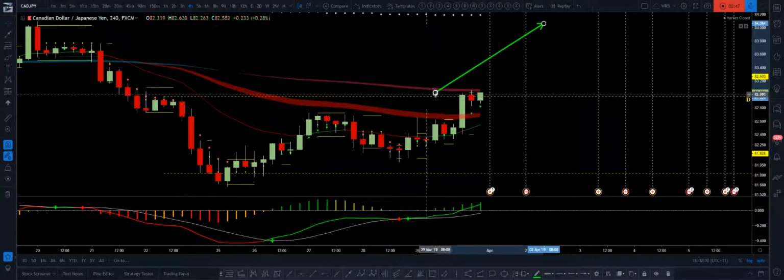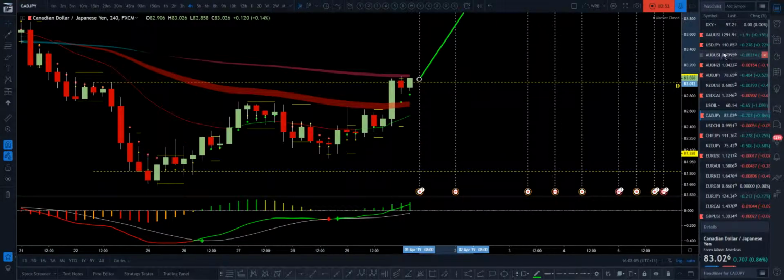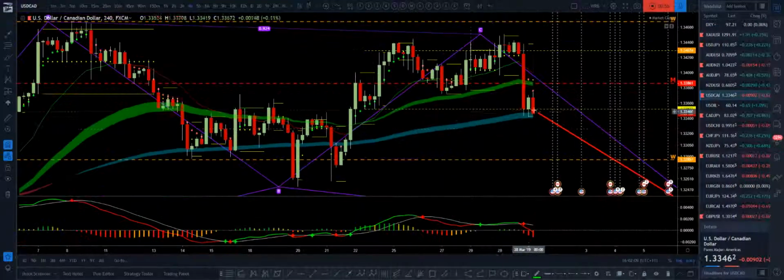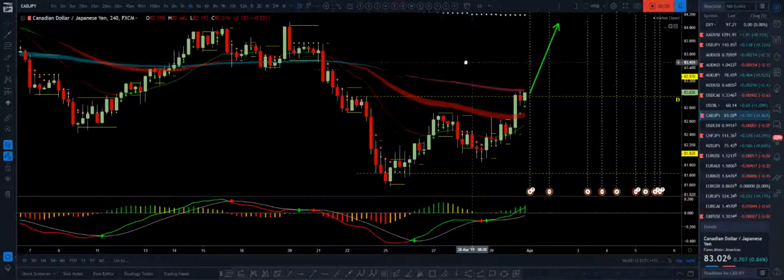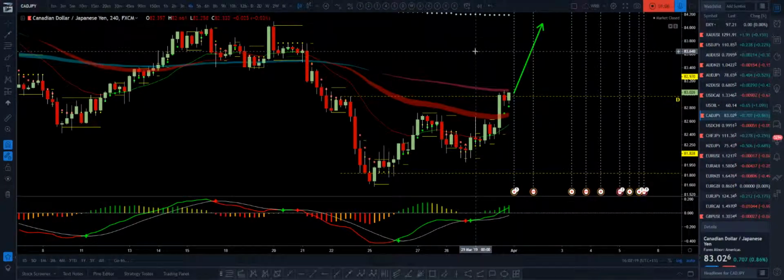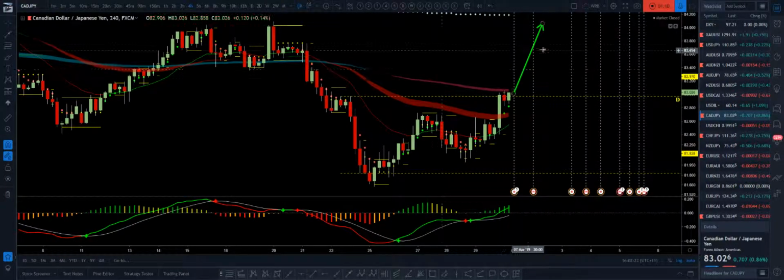As we talked about with the USD CAD, the Canadian dollar is a little bit strong now. So back to this pair, compared to the Japanese yen, the Canadian dollar should keep strong, and from this chart, it's back to 84.